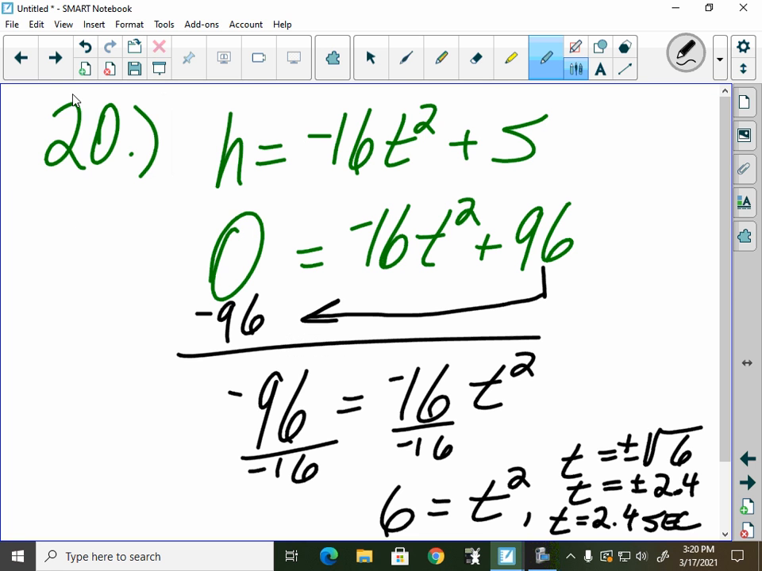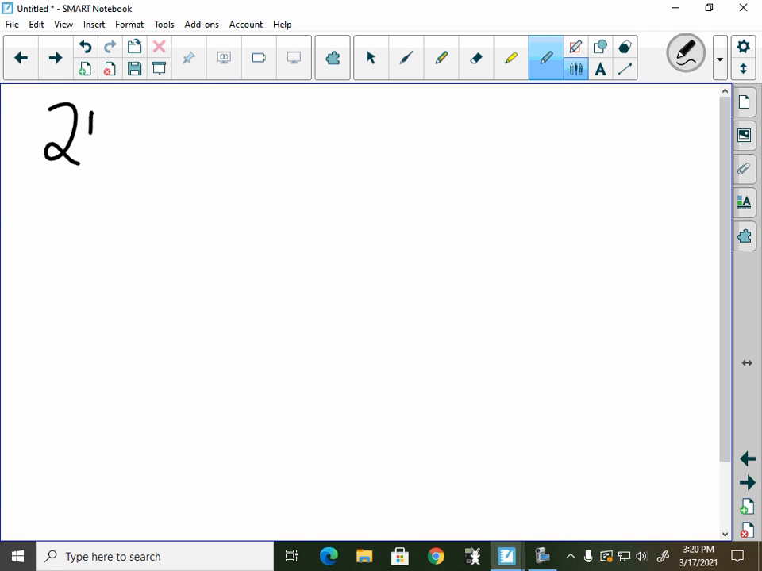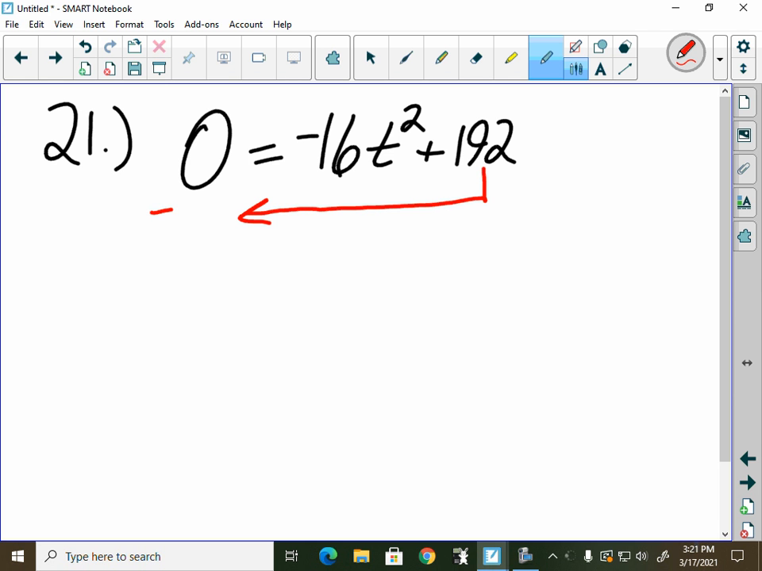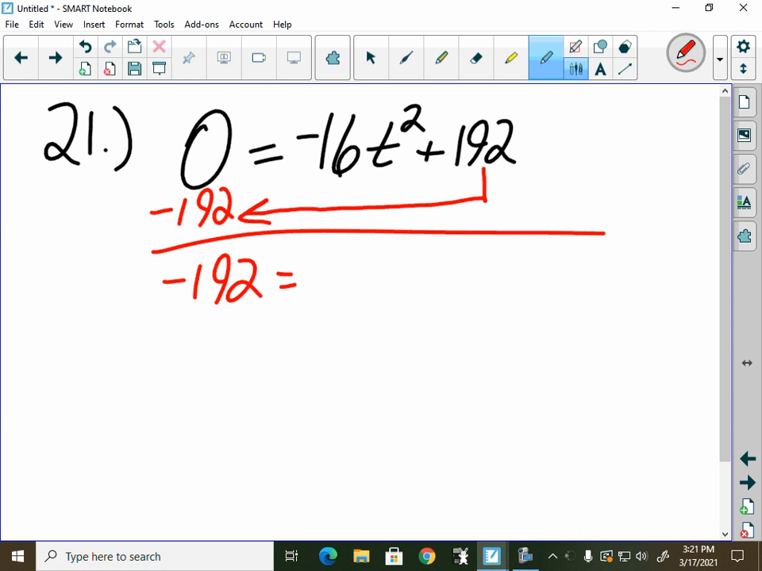Number 21 is the same as all the others. Ready? Okay. H is 0, negative 16, t squared. That's cool. But this time S is 192. Well, guess what I'm going to do? It's a broken record. I'm going to move this puppy over there. Becomes minus 192. Negative 192 equals negative 16t squared.